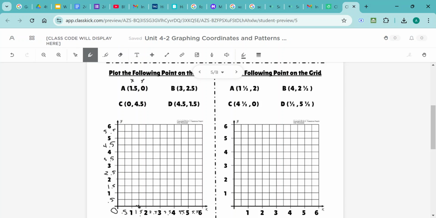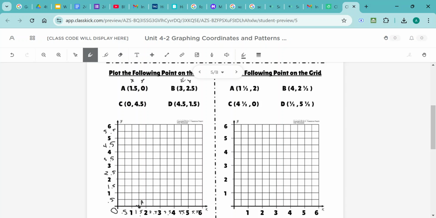Okay, so that's point A. All right, now B. Again, I label almost all my ordered pairs X, Y just to make sure that I don't mix them up. I don't want to go up first and then to the right. That would give me the wrong direction.